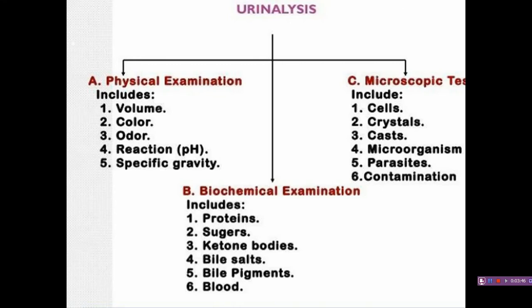This picture clearly says how urine analysis is done. First, by physical examination that includes volume, color, odor, reaction or pH, and the specific gravity. Second is the biochemical examination that includes protein, sugar, ketone body, bile salt, bile pigment, blood. And third is microscopic test that includes cells, crystal, cast, microorganism, parasite, contaminations.